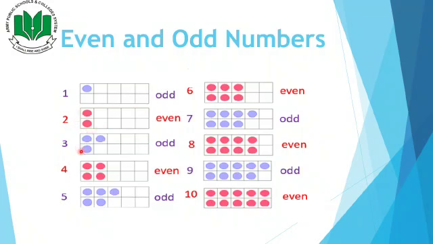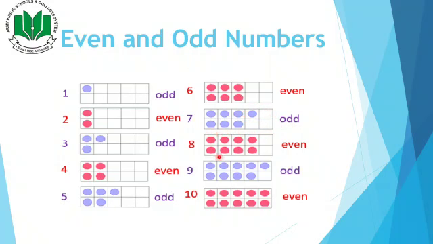Then number 3, it has one pair and one number remains alone. It is odd number. Number 4, it has two equal pairs, so we call it even number. This is number 5. It has two equal pairs and one number is all alone, so we call it odd number. This is number 6. It has three equal pairs, so we call it even number. Number 7 has three equal pairs and one number is all alone, so we call it odd number.